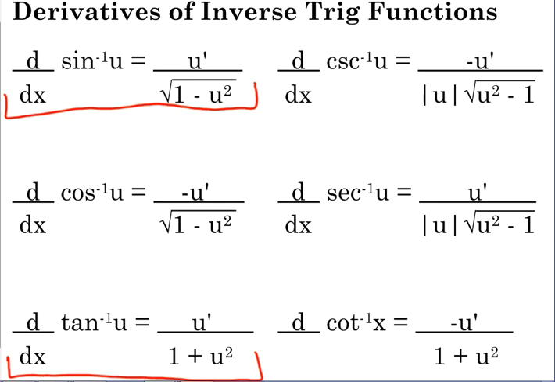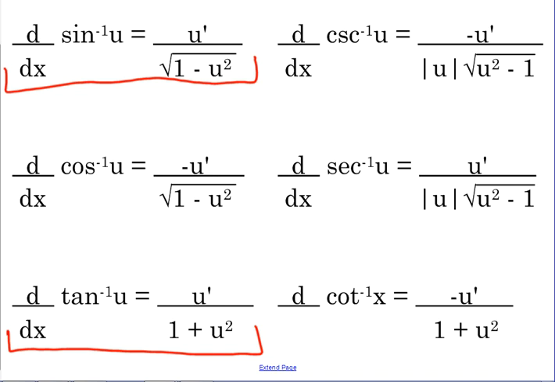Cosecant, cotangent, remember all the cos were negative. All the cos were negative with the regular derivatives. Same thing applies here, so when you're trying to learn them. But again, the focus is on the sine and the tangent. If you memorize those, that's what I would love for you to know.